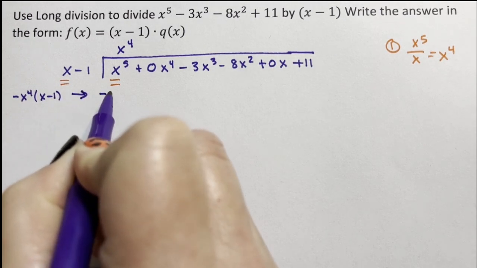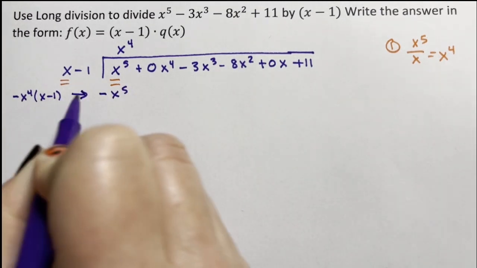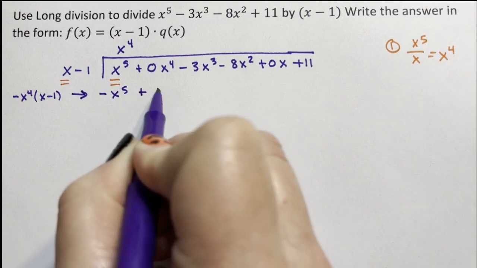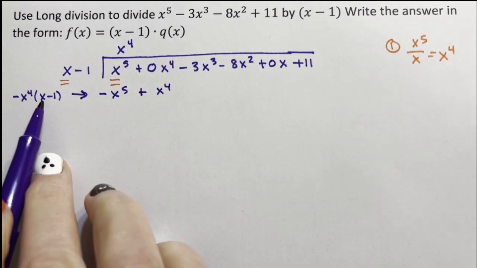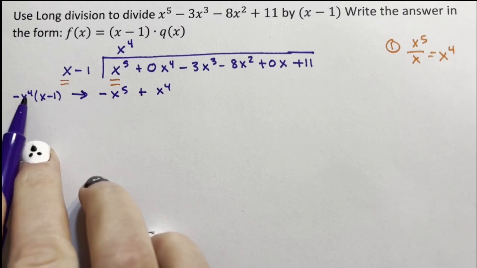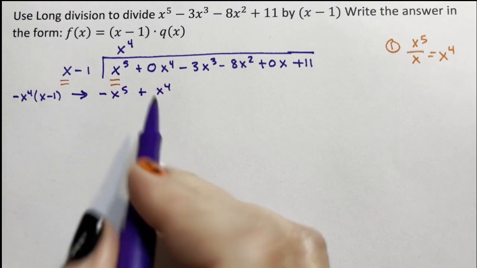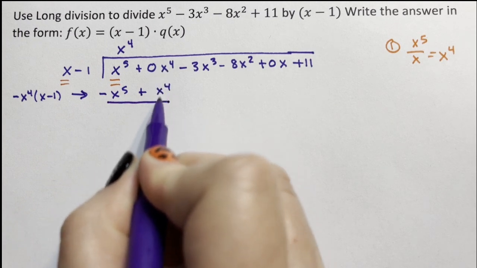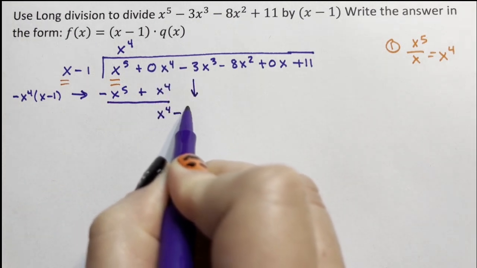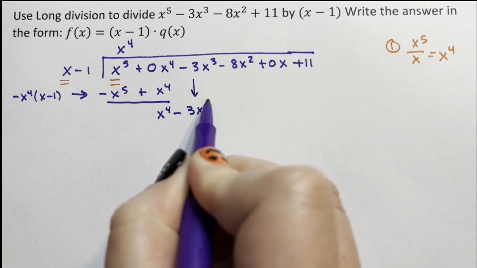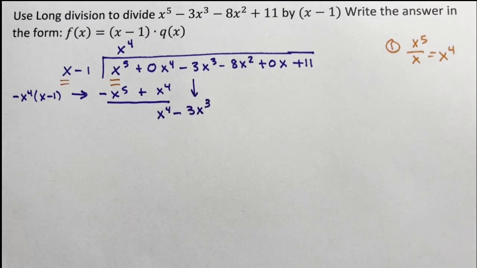So negative x to the 5th plus x to the 4th, so negative x to the 4th times x is negative x to the 5th. Negative x to the 4th times negative 1 is a positive. And when I add down, I'm going to get x to the 4th. I'm going to bring this term down, minus 3x cubed. And I'm going to do that process again.